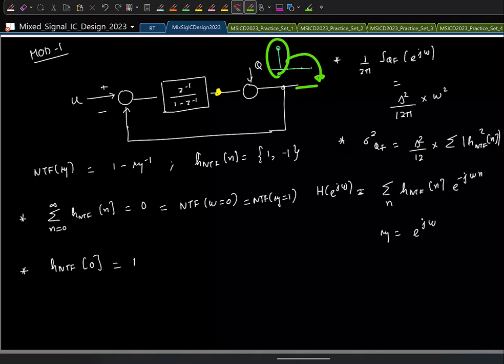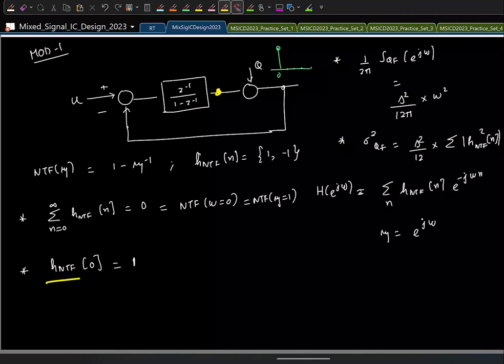That is simply because we have this one clock cycle of delay, because we have causal systems, right? So this is definitely 1, irrespective of whatever you have. Any complicated impulse response you can have, because of the fact that you are going to have this one clock cycle of delay, at least the first sample of the impulse response of the NTF will definitely be 1.